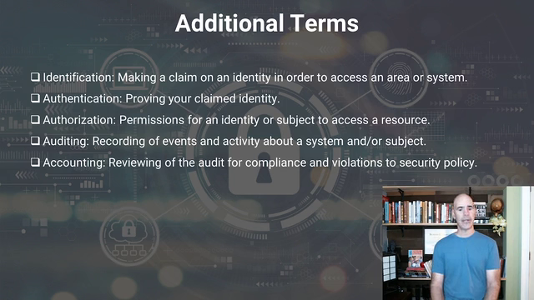Last two here, auditing. So auditing is, you can think of it as logging. You want to record events. You want to make sure that you have enough information about activity that is happening to the system or about the system or any subjects that are accessing this system. And accounting means that you're reviewing that auditing information to make sure that there's no violation of security policy.